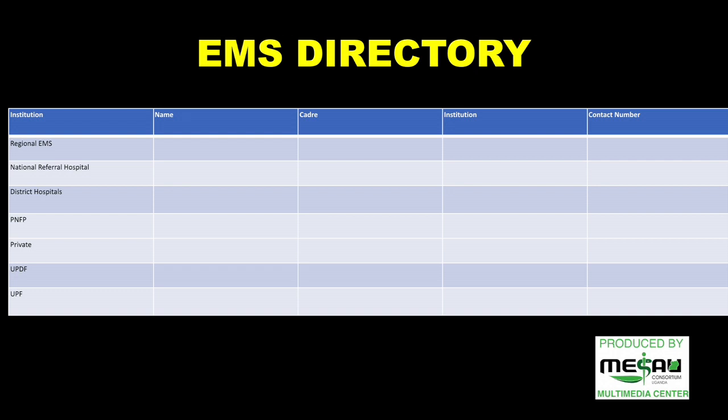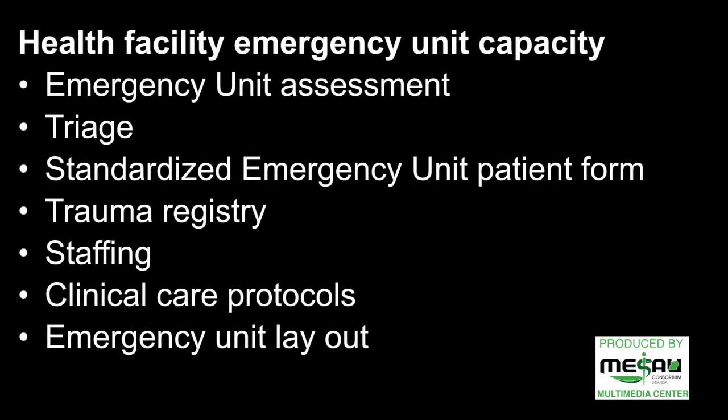We go now to health facility capacity. Health facilities develop their capacity. They have to assess where they are. They also have to introduce some essential practices such as triage, standardized patient care, registries that detect and compute the numbers of people they're managing, as well as clinical protocols.